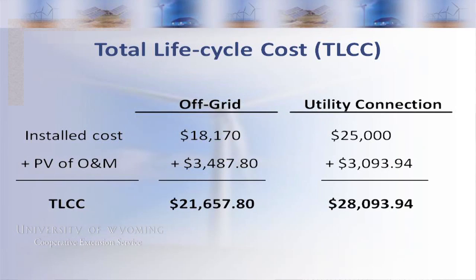With the installed cost and present value of operation and maintenance estimated, the total life cycle cost is simply the sum of the two. In this example, the total life cycle cost for the off-grid system is a little more than $21,000, while the total life cycle cost for connecting to the utility grid is a little over $28,000. This suggests that the off-grid renewable energy system, providing the same amount of electricity, would save more than $6,000 over the next 30 years. Although life cycle cost analysis is a solid evaluation tool, it is sensitive to the discount rate, and there is no single discount rate that makes sense in every case.